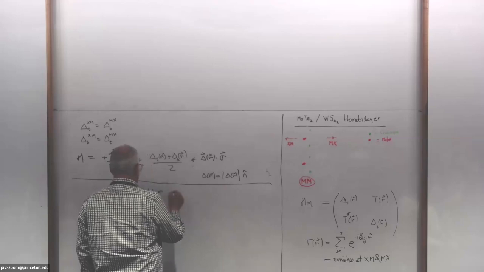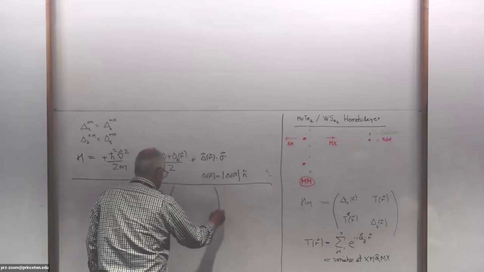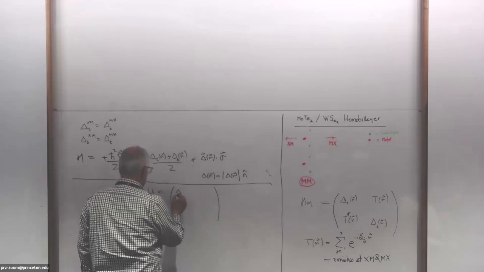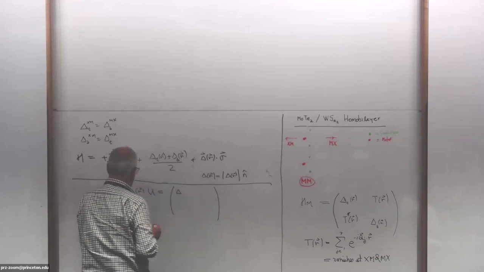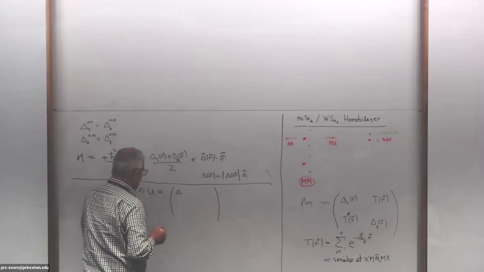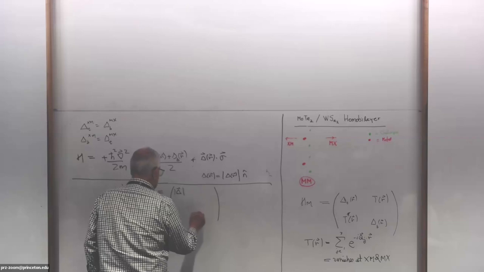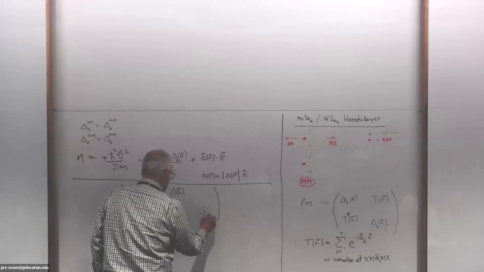And so this is a matrix, which is delta, I'll call it plus. Do things so that the top eigenvalue is +1. So it's actually magnitude of delta, minus magnitude of delta.